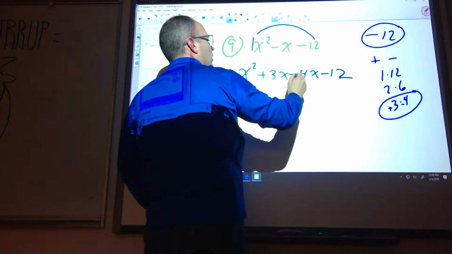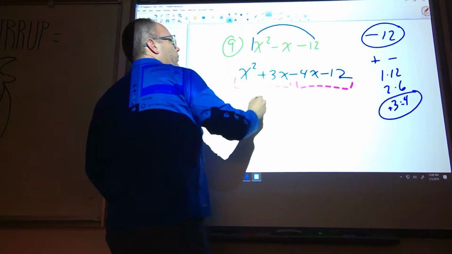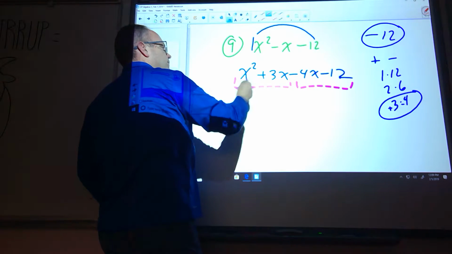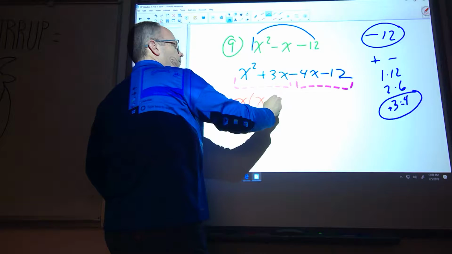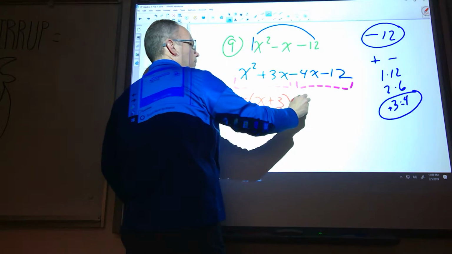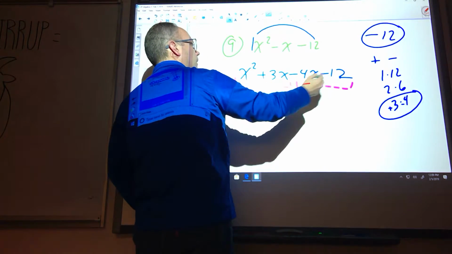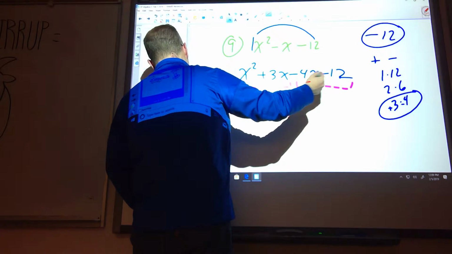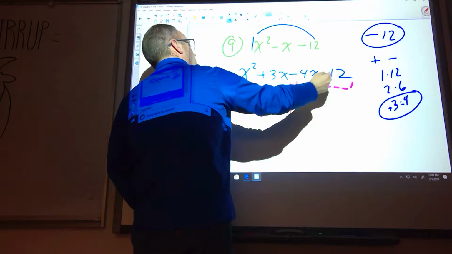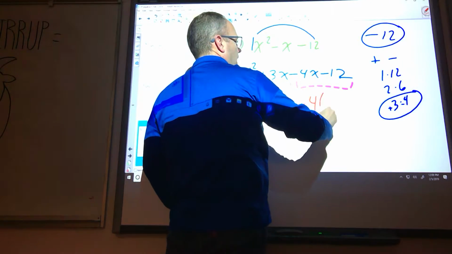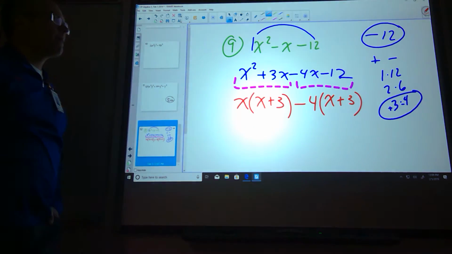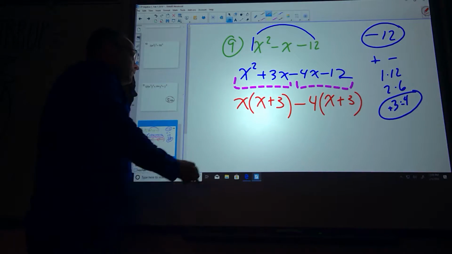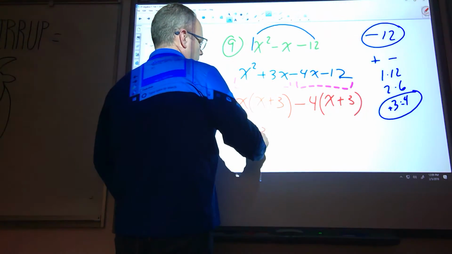Let's underline those. So what do we get in common here? X. And I have x plus 3 left over. This sign always comes down. What do I have in common here? 4. So it's a negative 4 factoring out, so both of those signs there are going to change. Answer is? x plus 3, x minus 4. (x plus 3)(x minus 4).